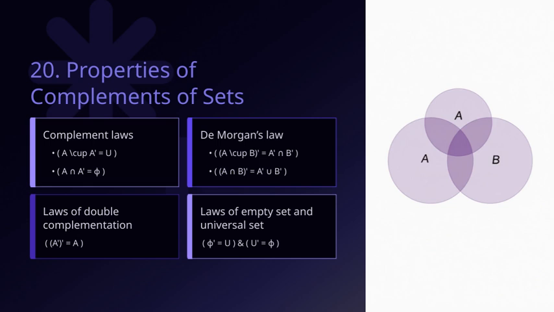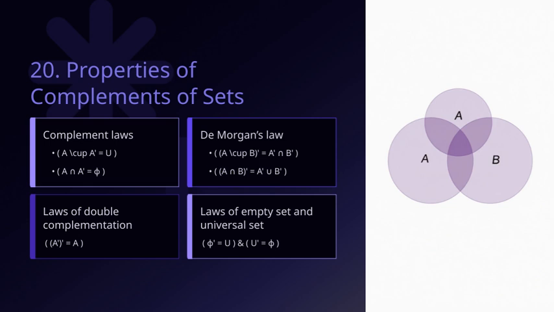Next, we see De Morgan's laws, which are crucial because they relate the complement of unions and intersections. Specifically, the complement of A ∪ B equals the intersection of the complements of A and B. Similarly, the complement of A ∩ B equals the union of their complements. These laws help us simplify and manipulate set expressions, especially when dealing with complex combinations.